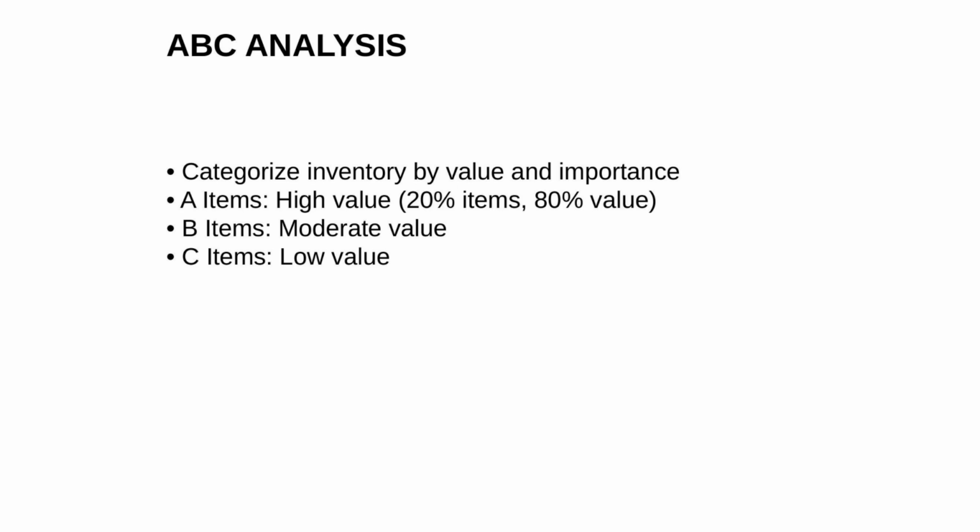ABC analysis is another widely used optimization approach. It categorizes inventory based on value and importance. A items are high value and typically represent a small percentage of items, but a large percentage of total value, often described as 20% of items representing 80% of value. B items are moderate value. C items are low value and usually numerous but less critical financially. This method helps organizations focus effort where it matters most.